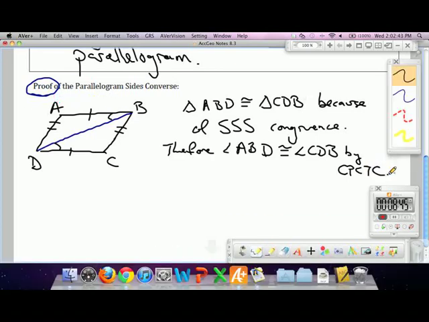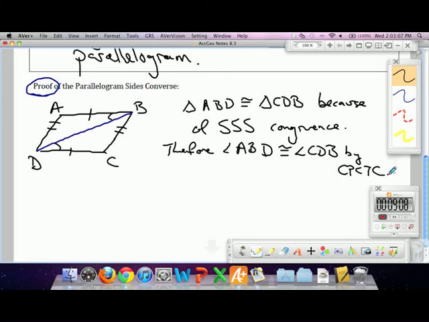Corresponding parts of congruent triangles are congruent. CPCTC, yeah, you said CPCTC. Equal in measure, or congruent. Okay, it's all right. There's a lot of ways you can do it.